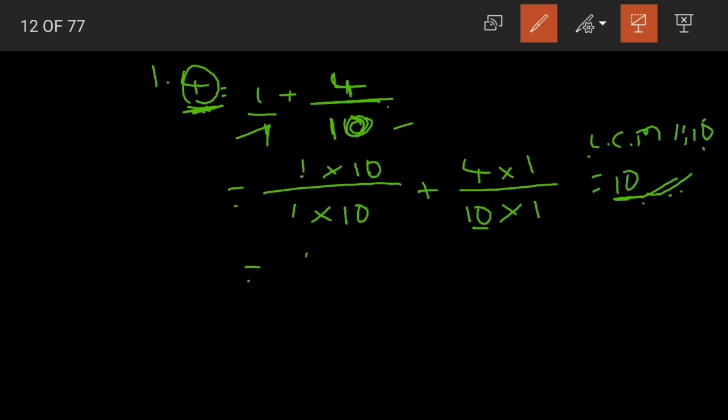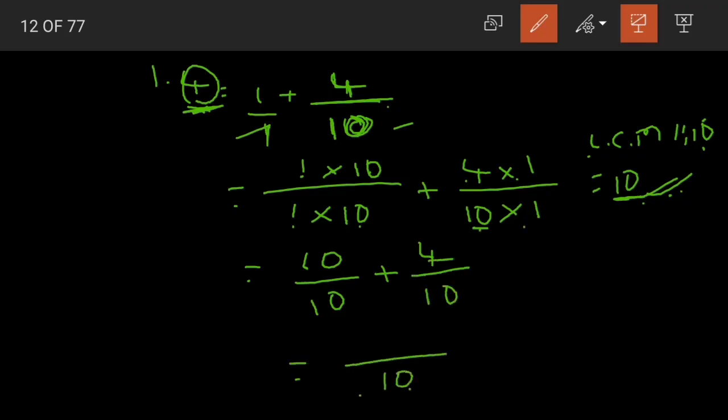When we multiply 1 into 10, 10 divided by 1 into 10, 10 plus 4 into 1, 4 divided by 10 into 1, 10. Now these are our like fractions. How will we add, children? 10 will be the common denominator, adding the numerators. 10 plus 4 is nothing but 14 divided by 10.